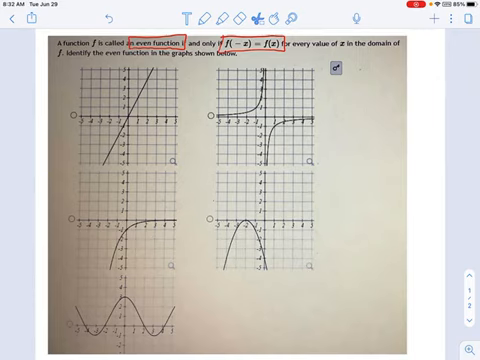Let's take this first graph on the top left. I'm going to take the x value of 2. Okay, there's my x value of 2, and it has a y value of 4. Now, if you go to the negative x value, that's negative 2. What's its y value? Negative 4. So this does not work. The y value is different when you have positive and negative x values. So that's not an even function.